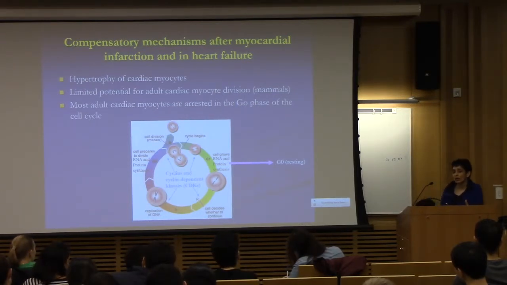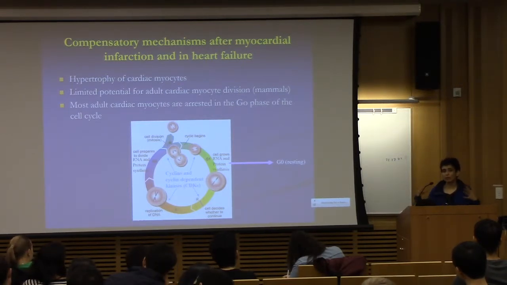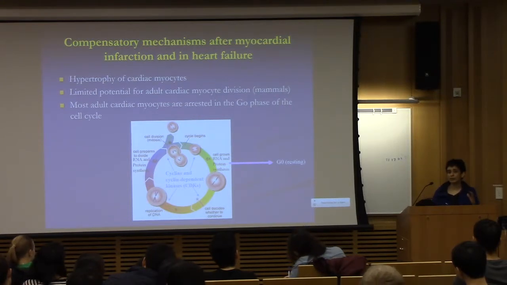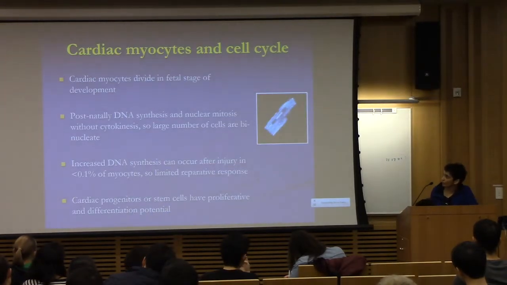So in the heart, you guys must have learned that architecture is really important. Not only do you have this very particular orientation of myocytes, but you also have a lot of gap junction coupling, which allows the rapid propagation of impulse and synchronous contraction. And so architecture is very important. And so if you just have haphazard regeneration of cardiac myocytes, that's not going to be helpful. You can actually have arrhythmias, and that's what I'm going to show you.